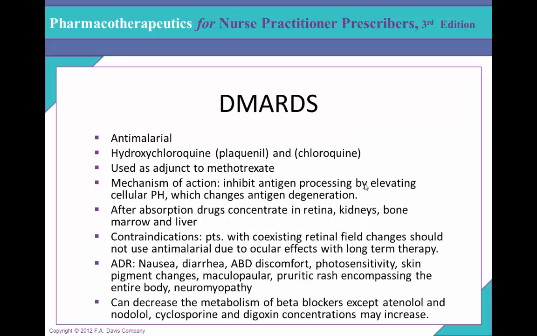You could also use anti-malaria drugs, which are hydroxychloroquine, Plaquenil. You could use it in conjunction with methotrexate. Basically it inhibits the antigen processing by elevating cellular pH and degradation of antigen as well. So basically all of them work at the level of the immune system by decreasing all the factors of the inflammatory cascade, thromboxane, cyclooxygenase, prostaglandin, tumor necrosis factor.